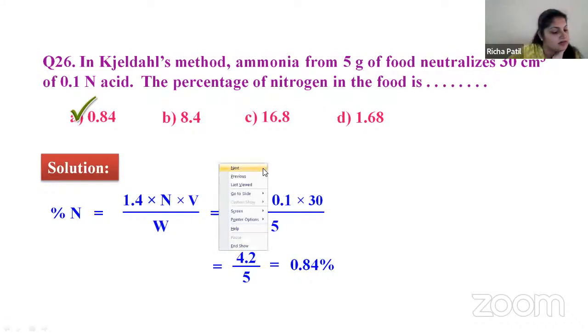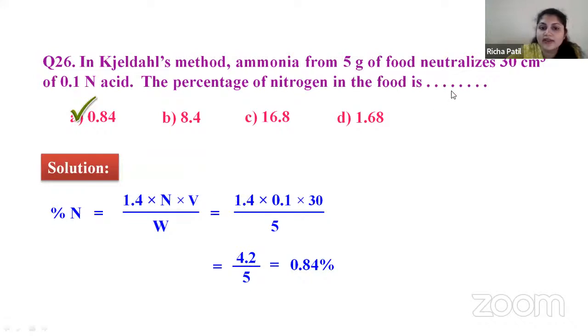Ammonia. In Kjeldahl's method, ammonia from 5 grams of food neutralizes 30 cm cube of 0.1 normality acid. The percentage of nitrogen in the food is given by 1.4 into N into V divided by W.